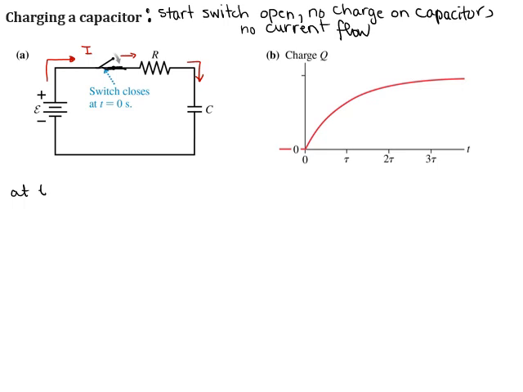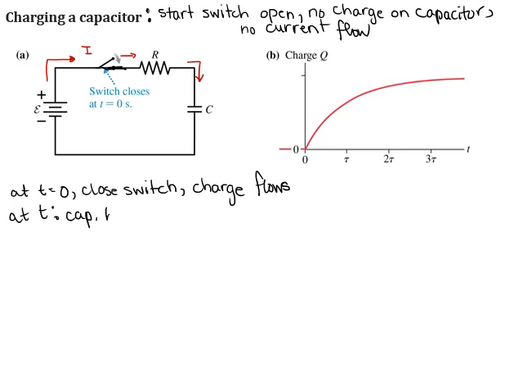So at t equals 0, we close the switch, and the charge flows. At some general time t, the capacitor has an amount of charge which we'll call Q. And the circuit is going to have an amount of current I.